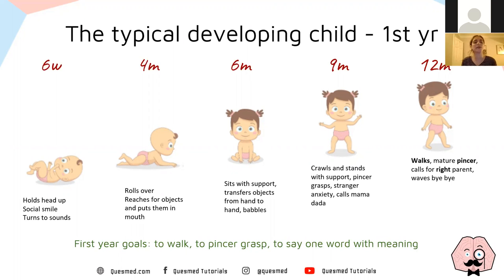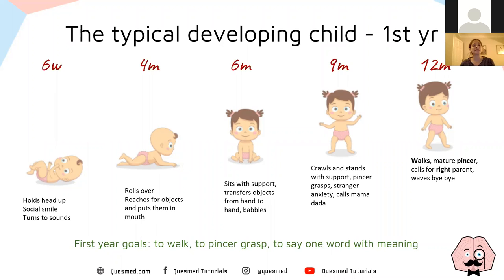So a 6 week old, imagine a little baby just sitting around happily, which can hold their head up, smile and turn to sound. By 4 months old, they're a little bit more interactive, they're rolling over, they can reach for things and stick them in the mouth. By 6 months, they can sit up perhaps, and they can move their objects from hand to hand. They make little sounds, they're looking at you, they're interactive.